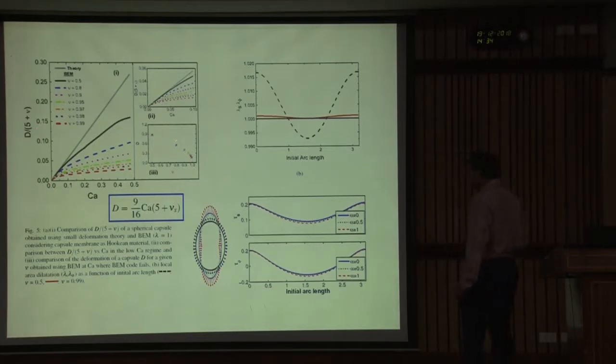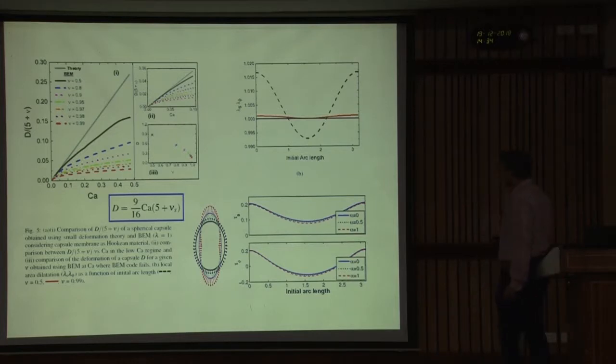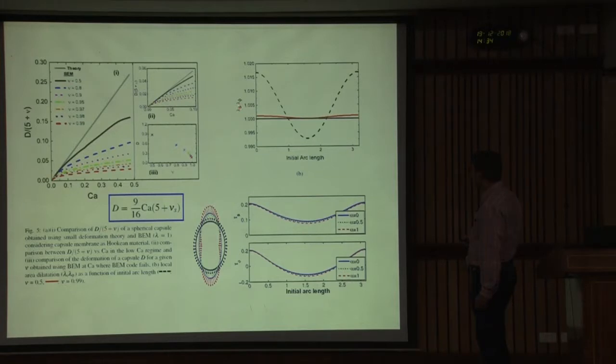Okay. So this is one aspect I wanted to show about the boundary element calculations. Now if you plot the value of the azimuthal stretch ratio and the meridional stretch ratio, it's actually the change in the area of the capsule. And if you plot it as a function of arc length, you see a reduction in the area around the equator. This is the equator, these are the poles. And if you plot the corresponding stresses, you get these plots.